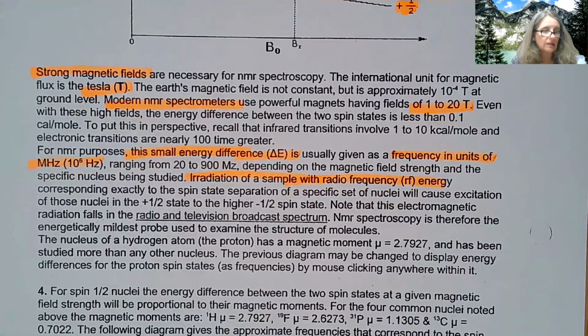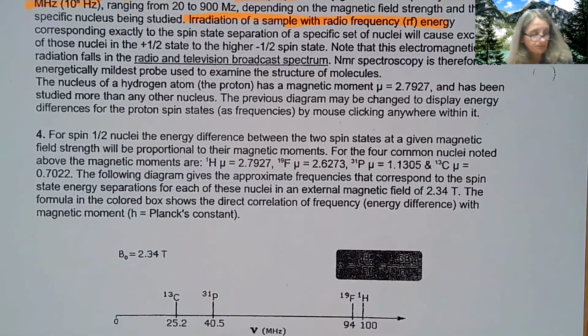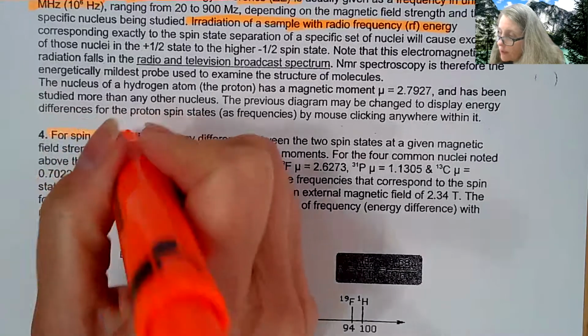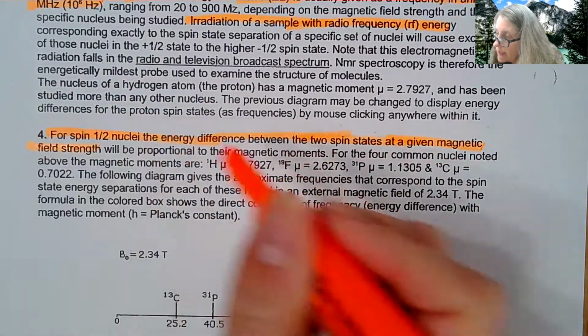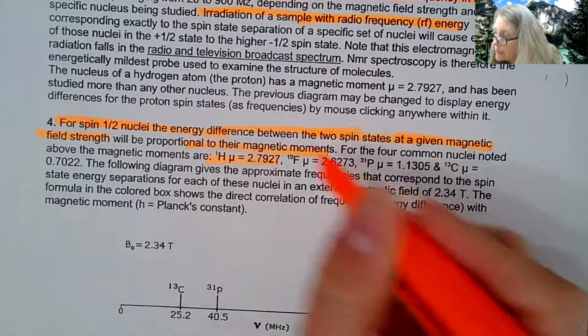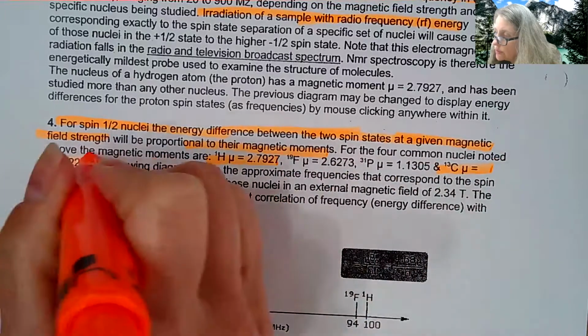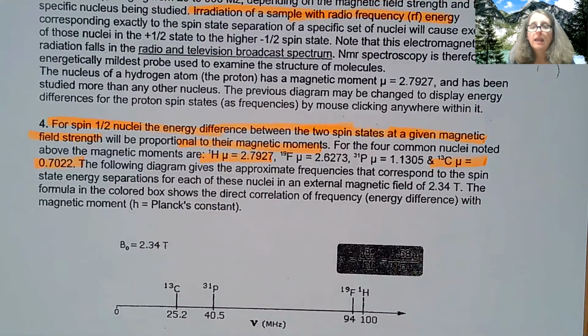Again, this is another part of the electromagnetic spectrum that we discussed before. And then this last part here, for the spin of 1/2, the energy difference between those two spins gives a magnetic strength proportional to their magnetic moment. So there is a pattern to hydrogens and carbons on how they behave in an external magnet.